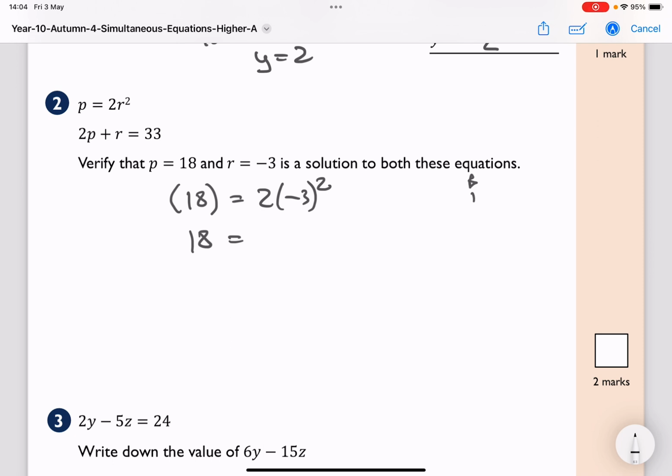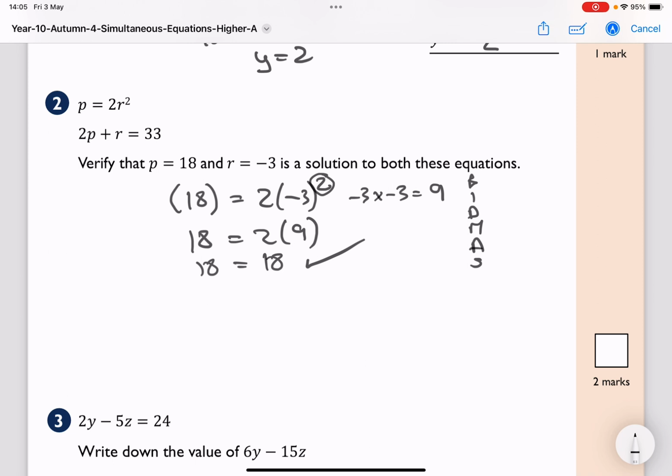Then what I've got to do, when I've got the 2 negative 3 squared, I've got to remember BIDMAS. I have got the brackets of the negative 3, but the next thing is the I, which is the indices. And the indices is the squared. So I've got to do minus 3 times minus 3, which is a negative and a negative, make a positive. So negative 3 squared is 9. So what I've actually got is 2 lots of 9. And of course, 18 equals 18, correct.